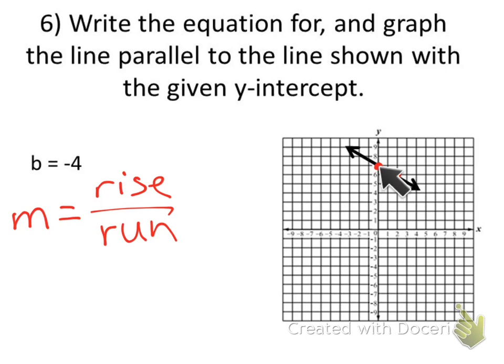Okay, from here to here, what do? Go down. I go down 1, so I rise a negative number because I'm going down, so -1, and then what? Over right 2. Over 2. So my slope here is -1/2.